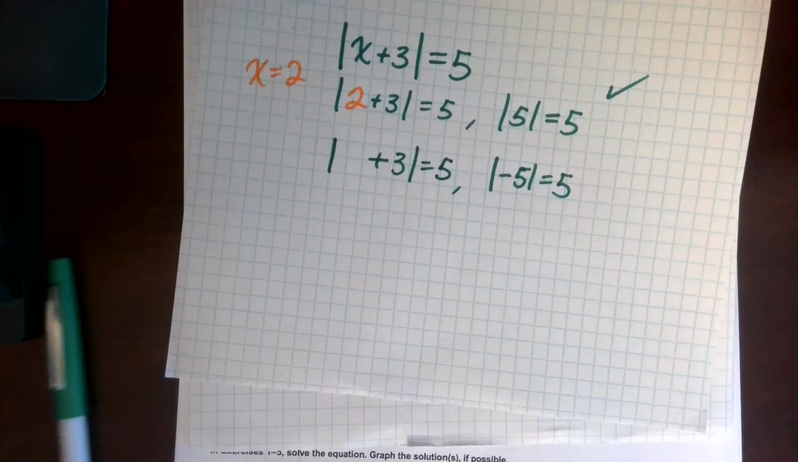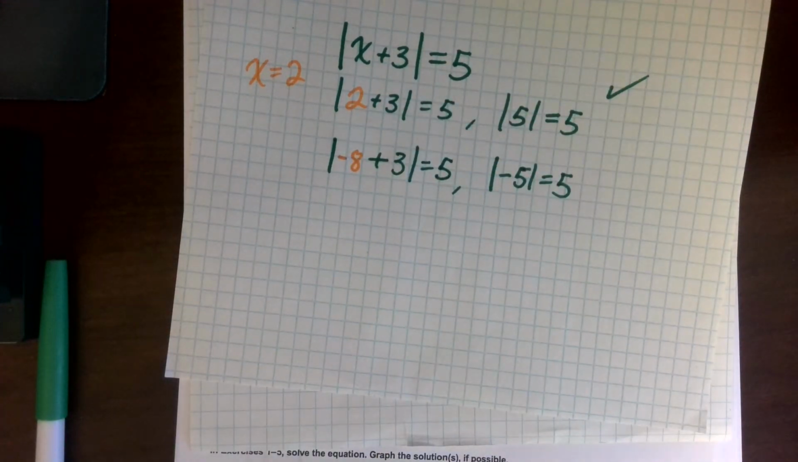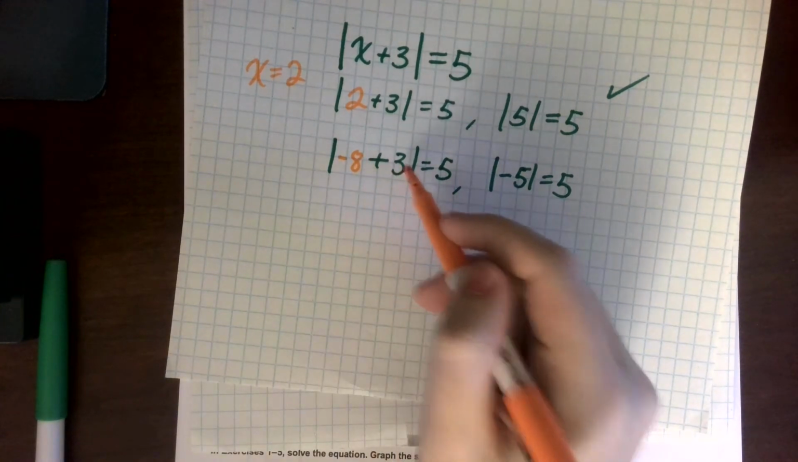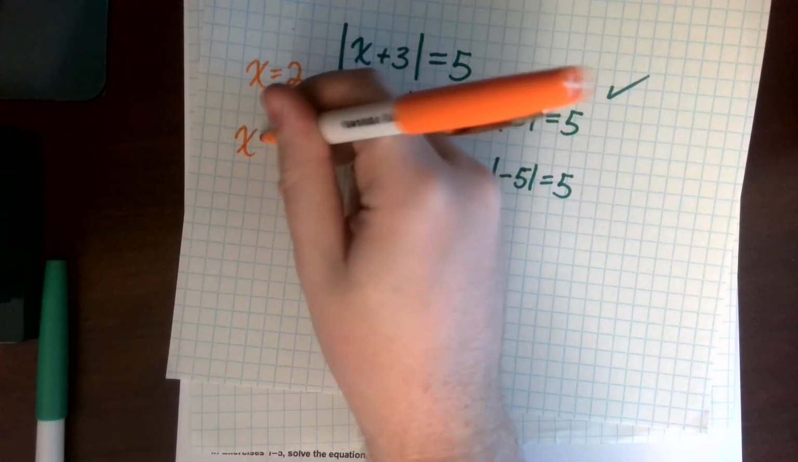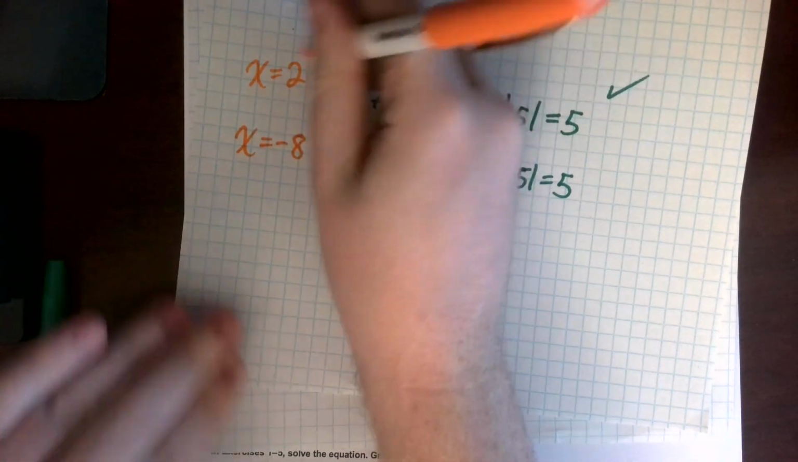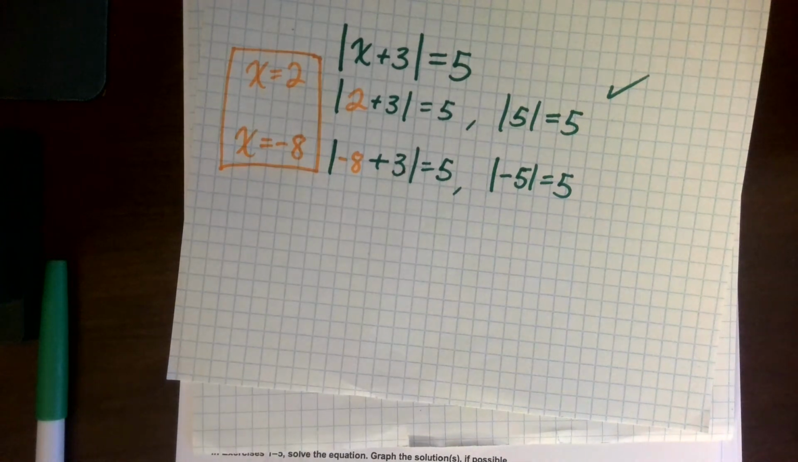If you said negative 8, you have found the other solution. Negative 8 plus 3 is negative 5, and the absolute value of negative 5 is 5. So these are both of our solutions. You must list both solutions to be correct if the answer has two solutions.